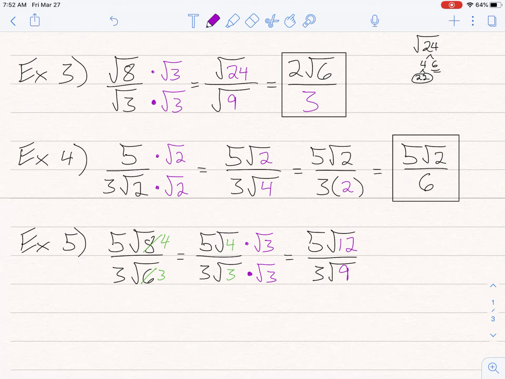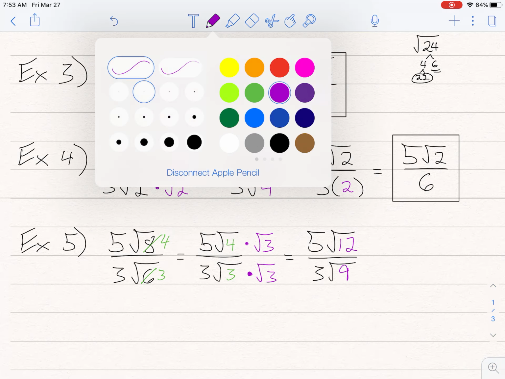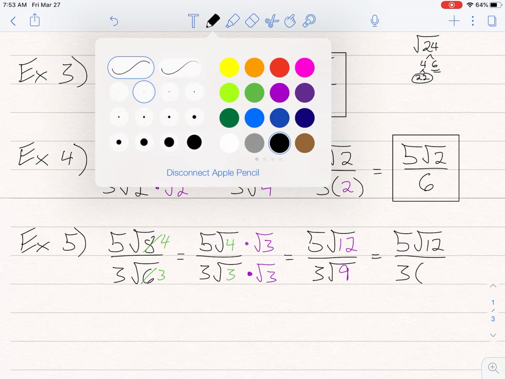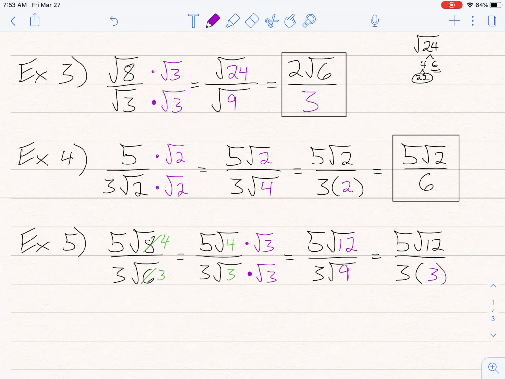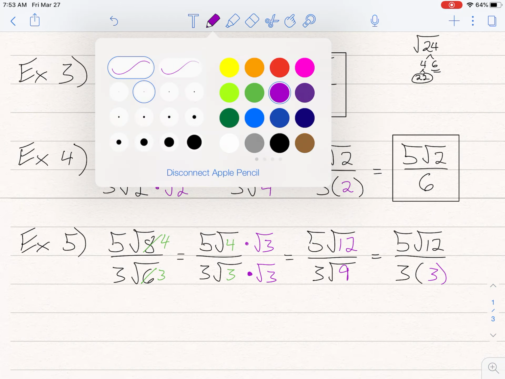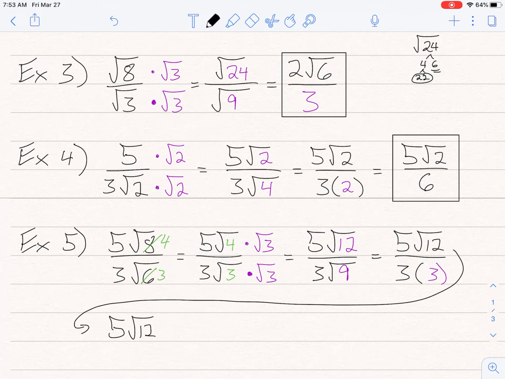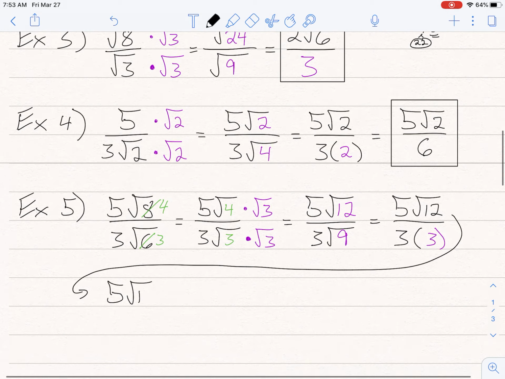Be careful not to simplify your radicals now. Like, don't say, well, 12 over 9 simplifies to 4 over 3, because then you're just running in circles. Instead, I would look at this as 5 square root of 12 over 3 times 3, because the square root of 9 is 3. So I'm going to shift this down a line here. So 5 square root of 12 over 6, essentially what happens. But I can't leave that as square root of 12. I do need to break that down.